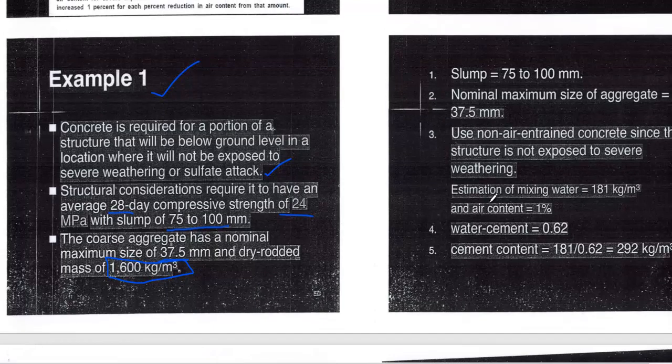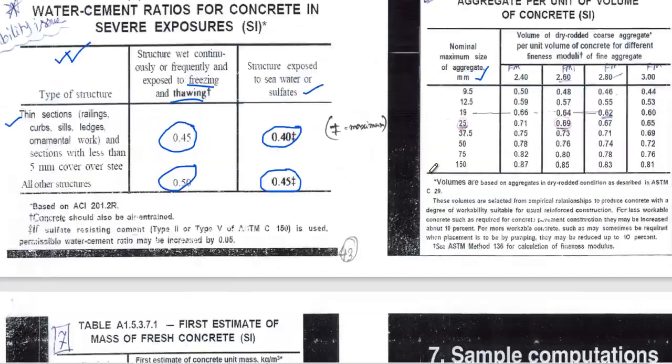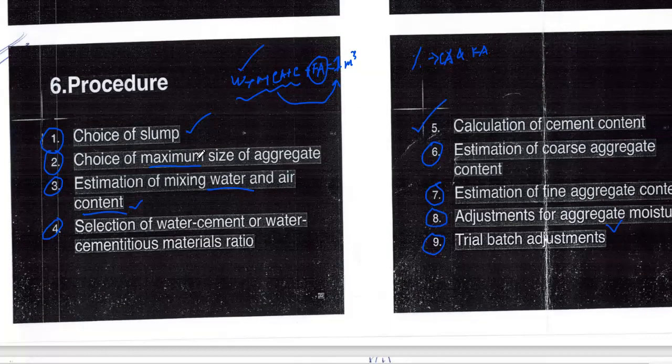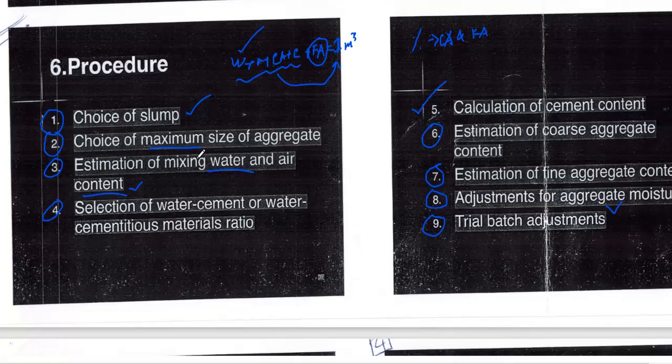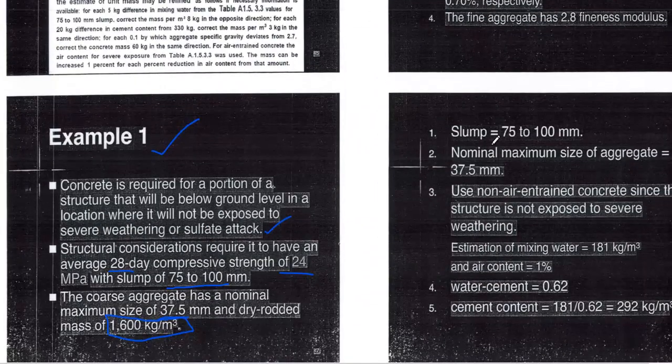Okay, so now we can go for it. First of all, in the design step you can see we have to decide the slump value. So they have given how much? Now you should tell me. They have decided this is 75 to 100 mm. So step 1 is done.